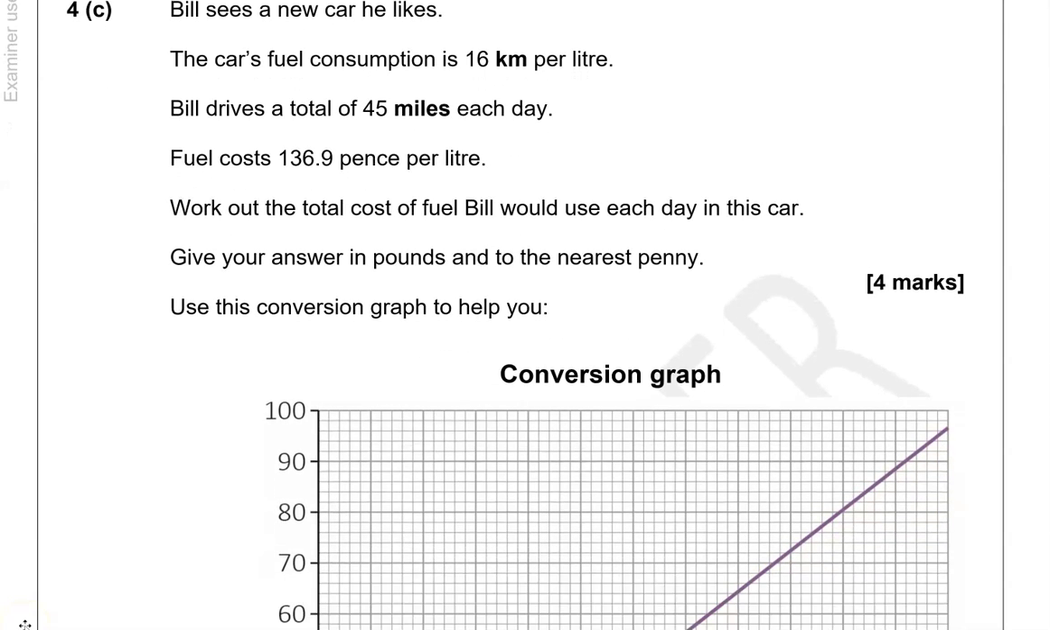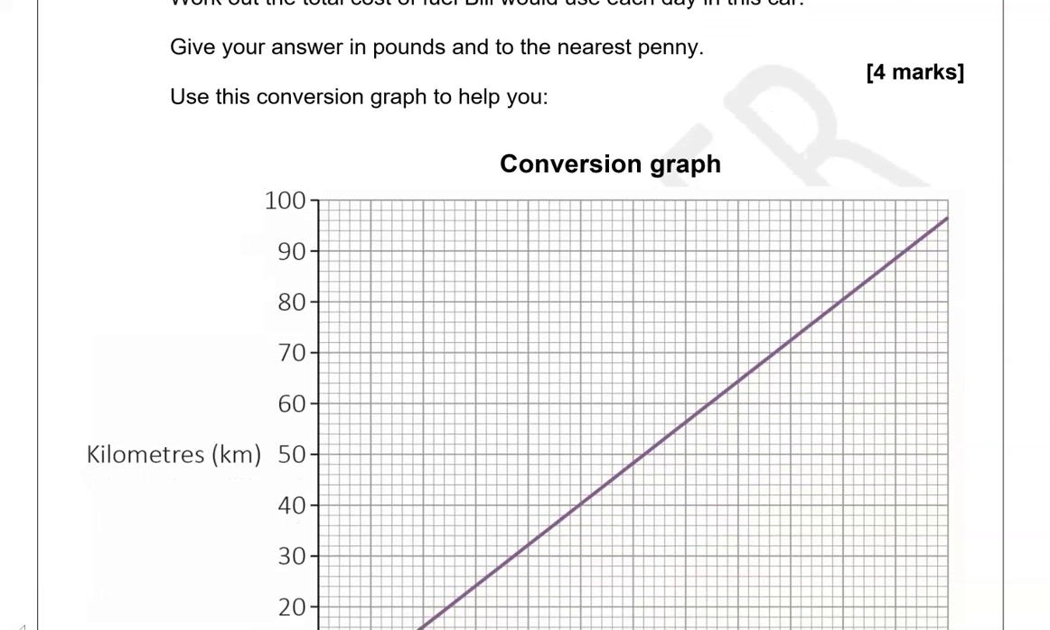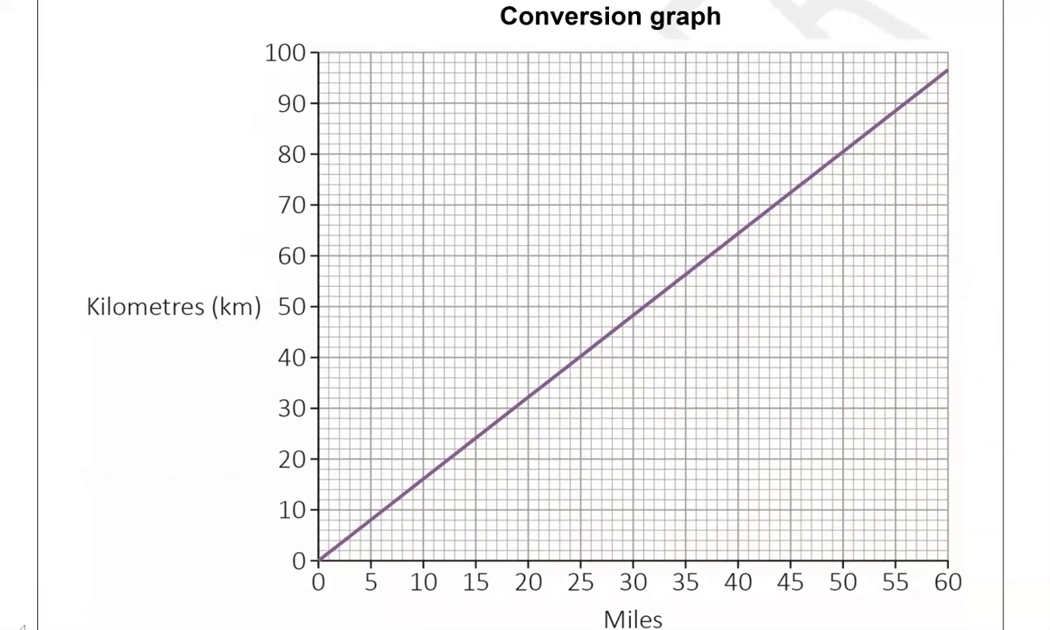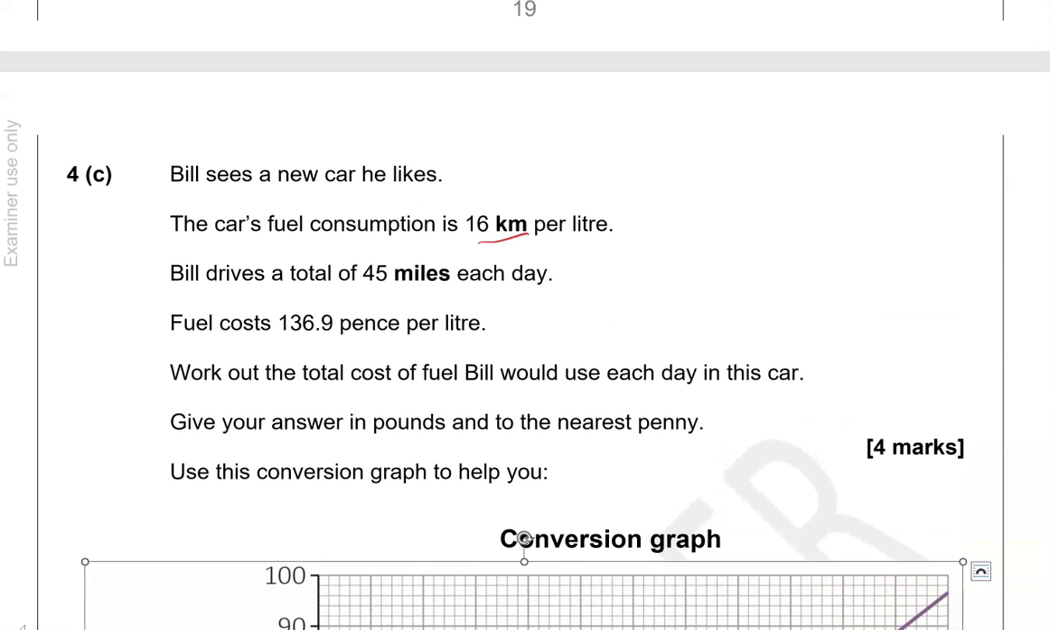So we've got fuel consumption 16 kilometers per litre, and then we've got 45 miles each day. So let's convert the kilometers into miles to help us work out the rest. So 16 kilometers is between 10 and 20, so 12, 14, 16 is going to be here. So that is 10 miles. So that's 10 miles per litre.